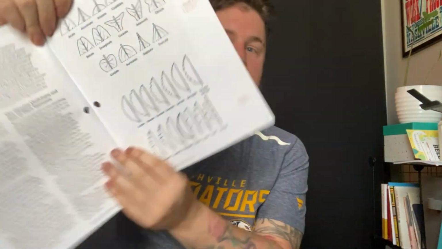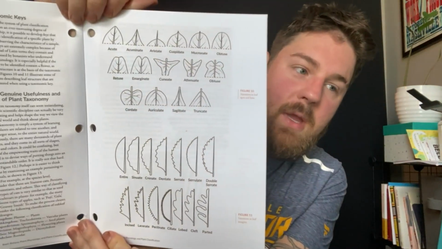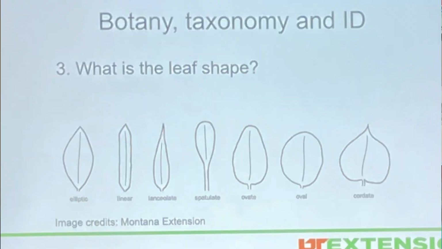You can also identify it with the leaf shape. I didn't realize how many leaf shapes there were. It's just crazy. Yeah, look at all this too. Oh my gosh. It looks like elliptical, linear. It looks like a spatula, but it's spatulate, ovate to oval, cordate. But wait, there's more.